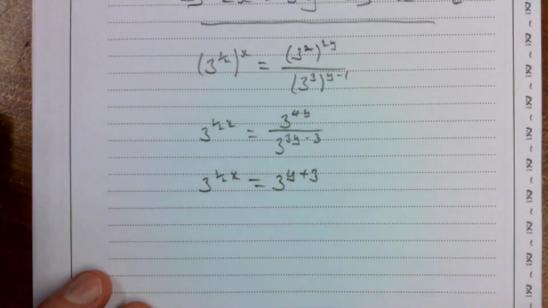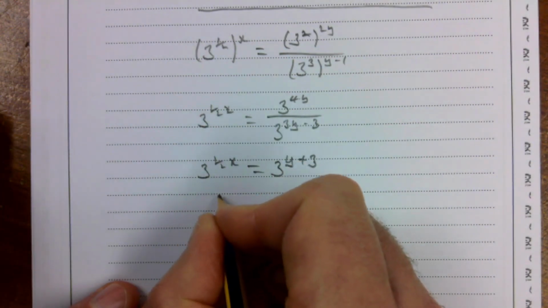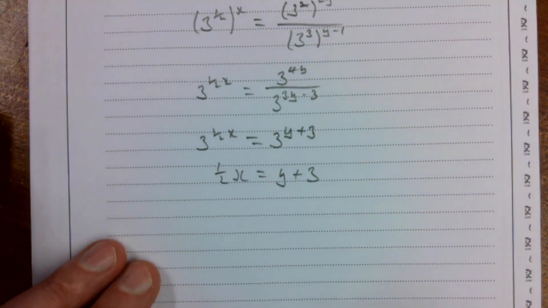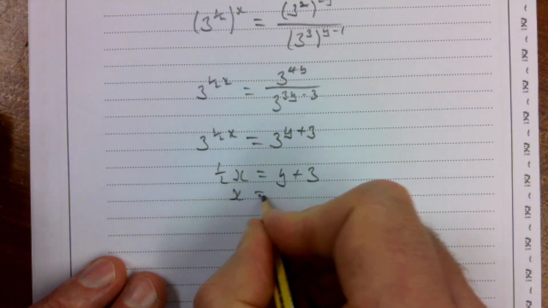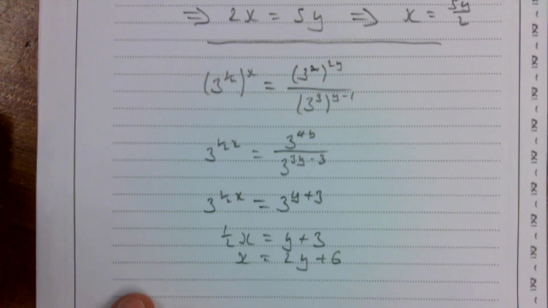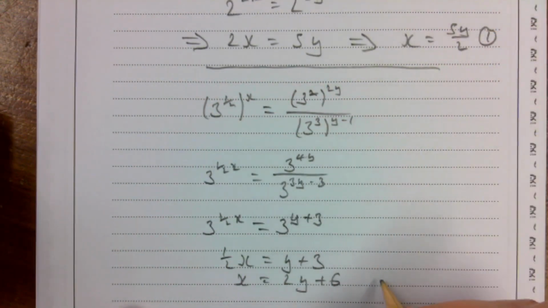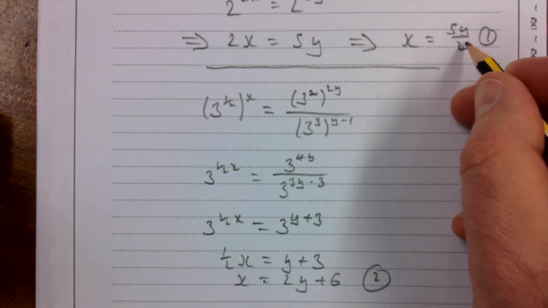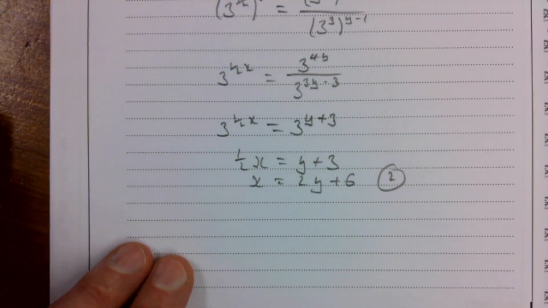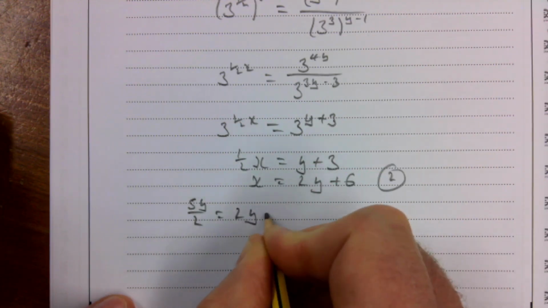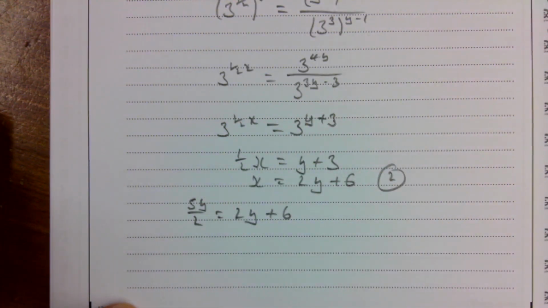I now have 3 to the power of something equals 3 to the power of something, so I can go: a half x is y plus 3, and if you want, multiply by 2, x is 2y plus 6. So let's look back up here. Hopefully we can see both of these. If this is equation 1 and this is equation 2, x equals this, x equals this. So if I equate those, then I can go 5y over 2 equals 2y plus 6.